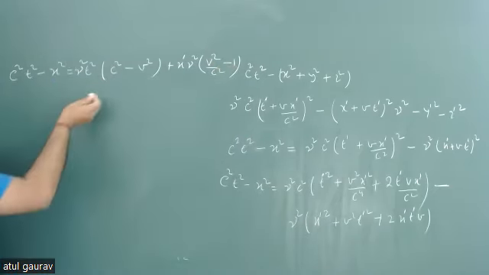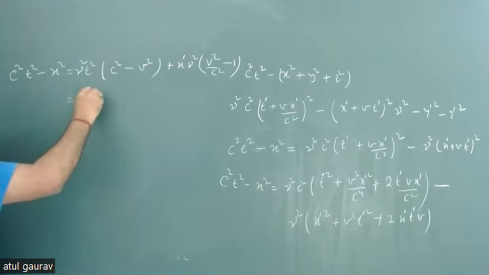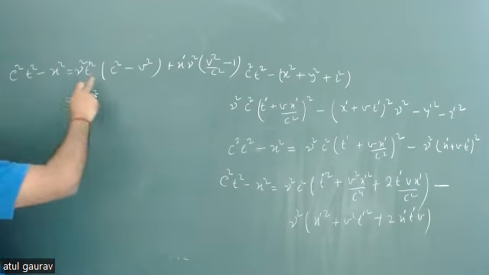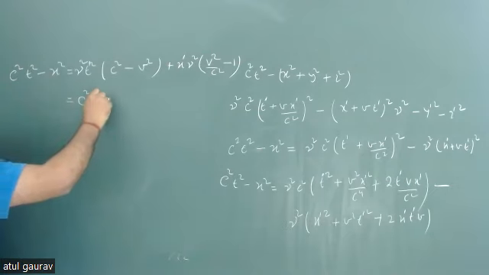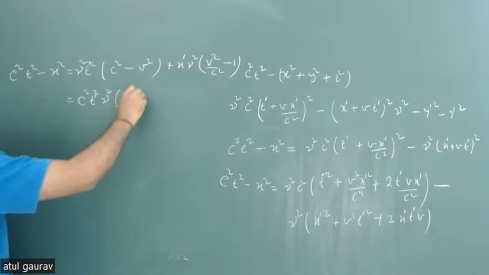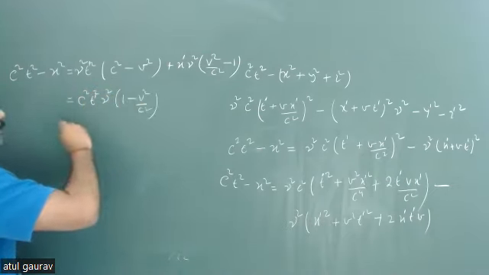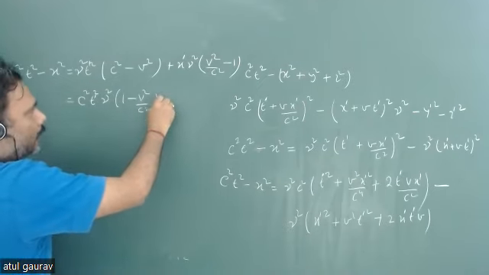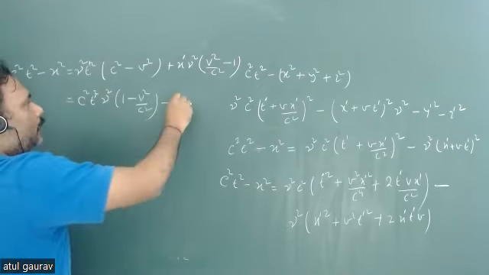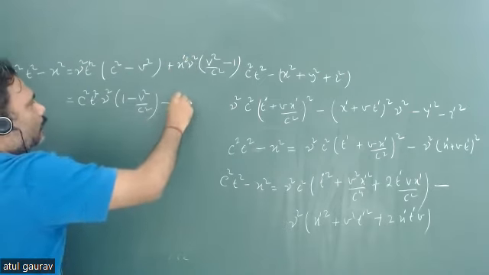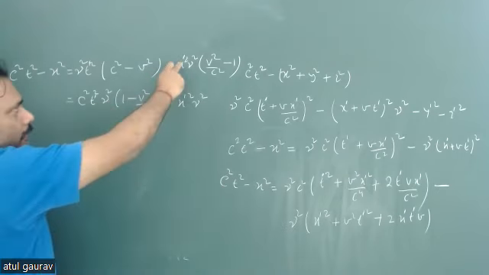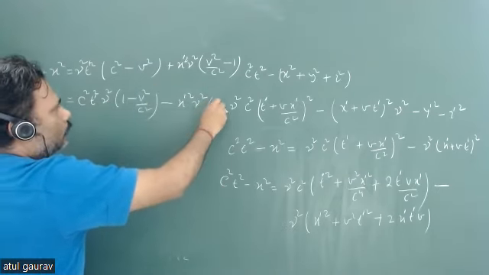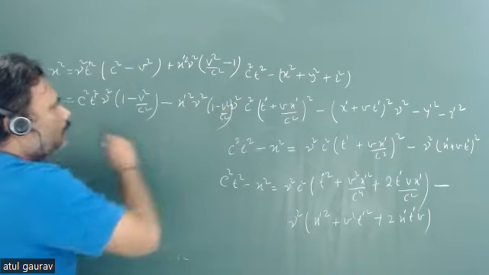So what can I write? I can write this whole thing as c square, or this is t dash square, so please correct it. c square t dash square. I am taking this t dash square common. You have gamma square 1 minus v square upon c square. And I can take the minus sign common, so I can write x dash square, and this is gamma square. I have just done this correction, x dash square, and this value is 1 minus v square upon c square.